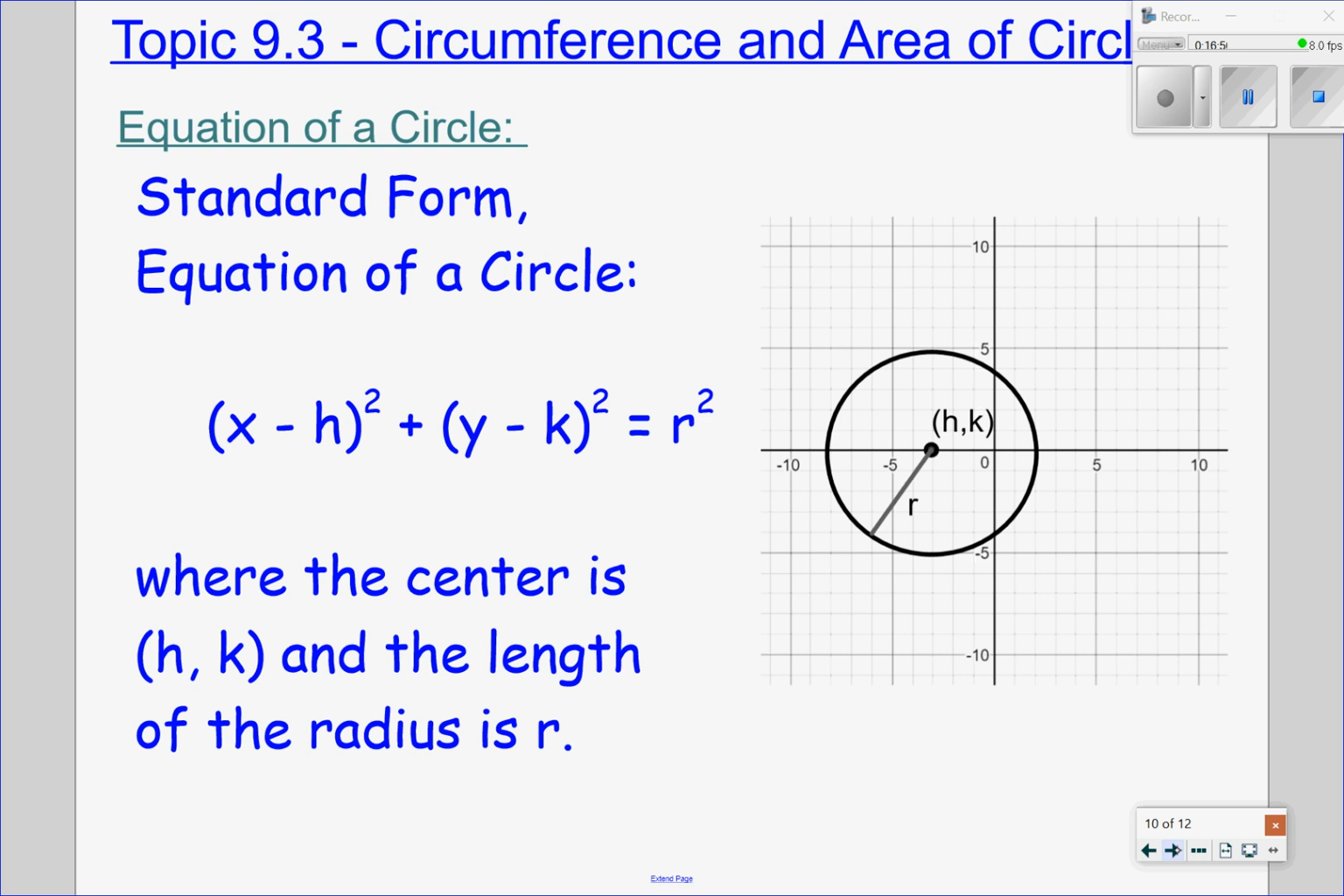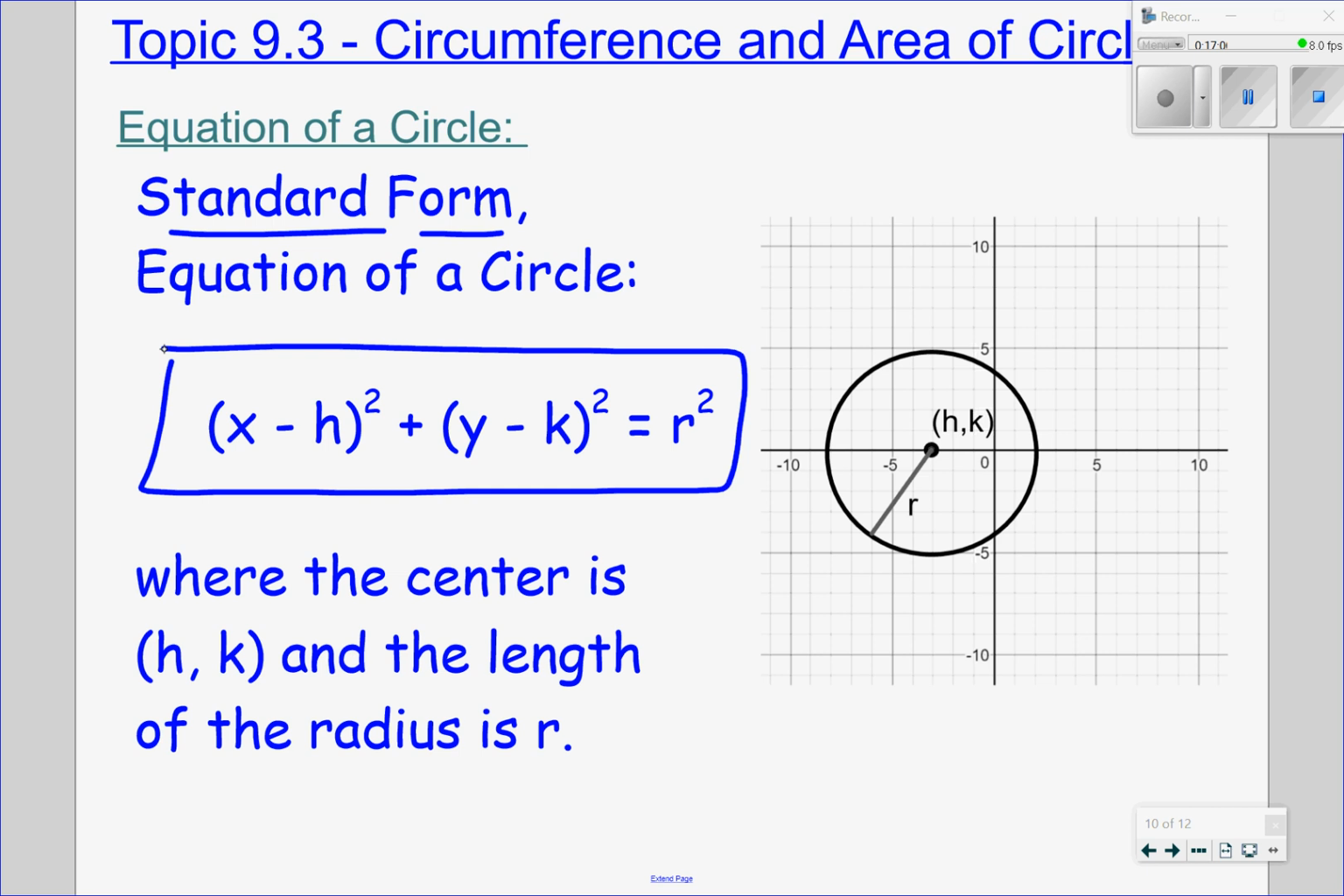Finally, we're going to talk about the equation of a circle. We will dive more into this when we get into our circle unit, but for right now, I'm just going to show you the bare bones of this. So this handy dandy thing here is called the standard form of the equation of a circle.